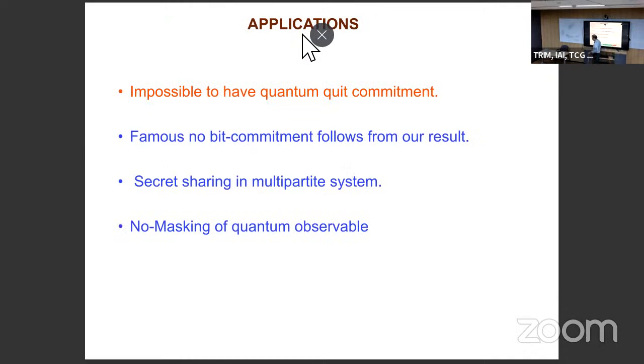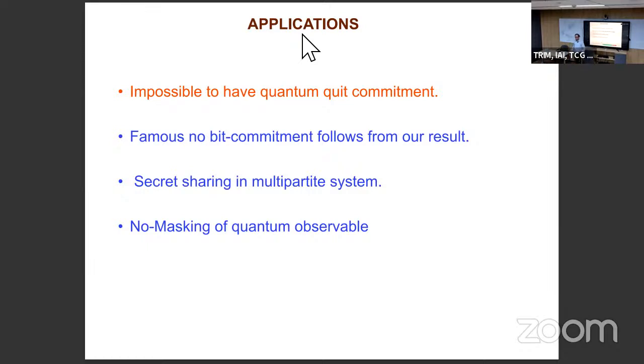And this has a lot of application in quantum communication, quantum bit commitment, secret sharing, and a lot of activity is going on in this direction now. Sorry, there is a typo here. So we try to prove that it is impossible to have a quantum qubit commitment.